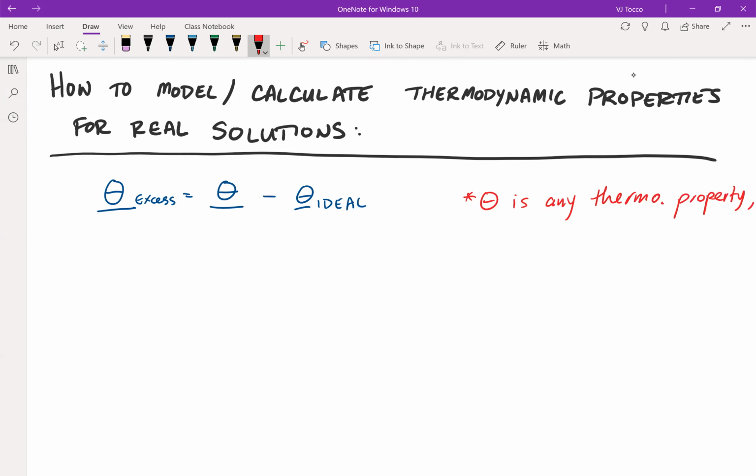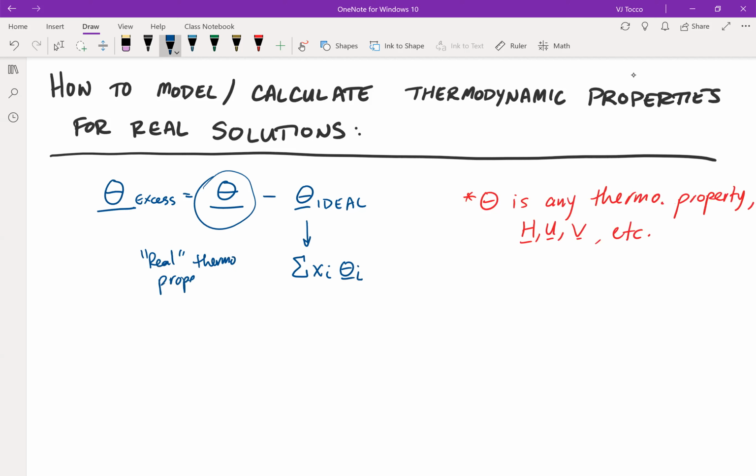So that can be H, U, volume, etc. All right, so as we talked about last time, the ideal property is the sum of the weighted mole fractions of the individual properties. That's what you would expect. But we haven't talked about to this point how we would calculate the actual, the real thermodynamic property. And while in theory you could measure this, again, we want to be able to accurately model this mathematically.